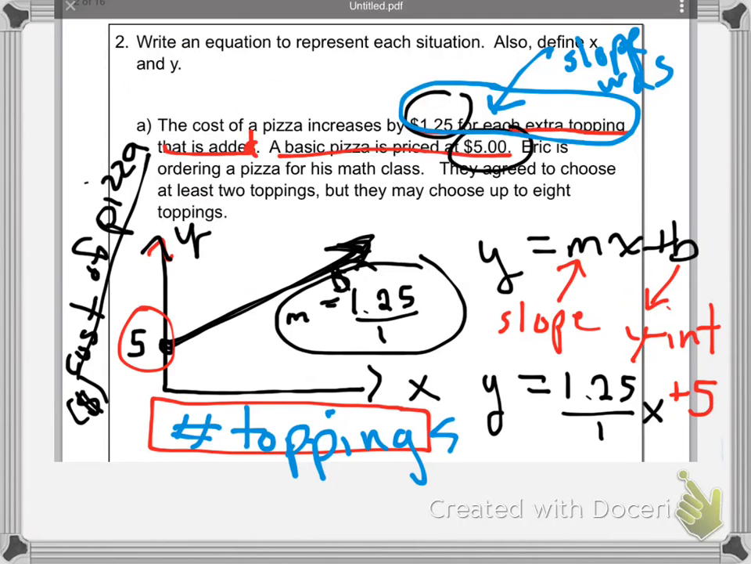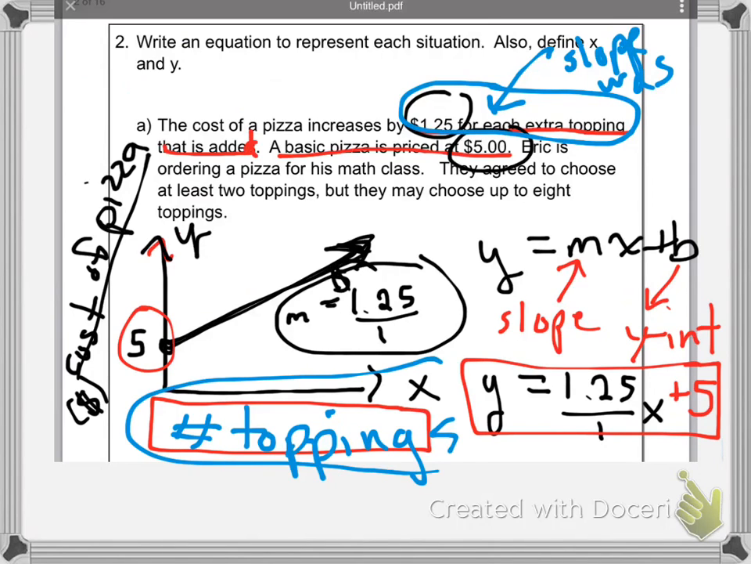So there's our equation. Now here's the good news. You have already defined x and y because you showed the x-axis is called number of toppings and the y-axis is called cost of the pizza. So I'm not going to make you write it over again. If you showed it on a graph, you're good.